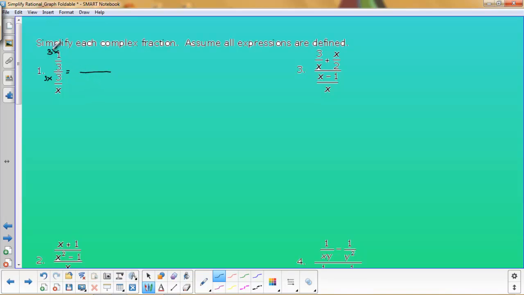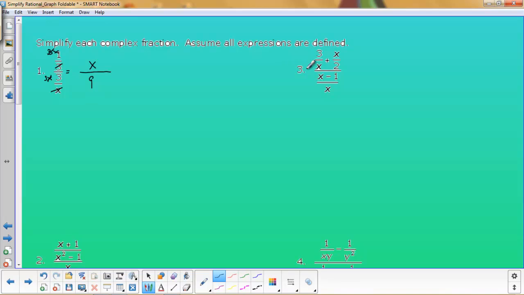So that means that the 3 is going to cancel with the 3. What's left, the x, multiplies by what's there. X times 1 is x. What cancels in the denominator is the x, and what's left is 3 times 3, which is 9. The solution to this complex fraction is x over 9.